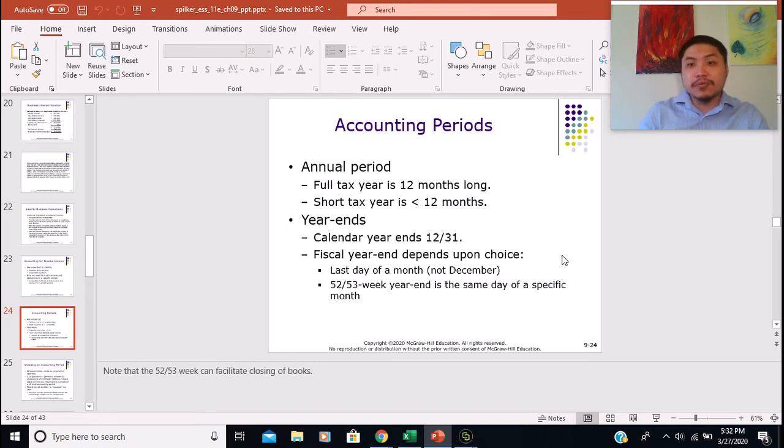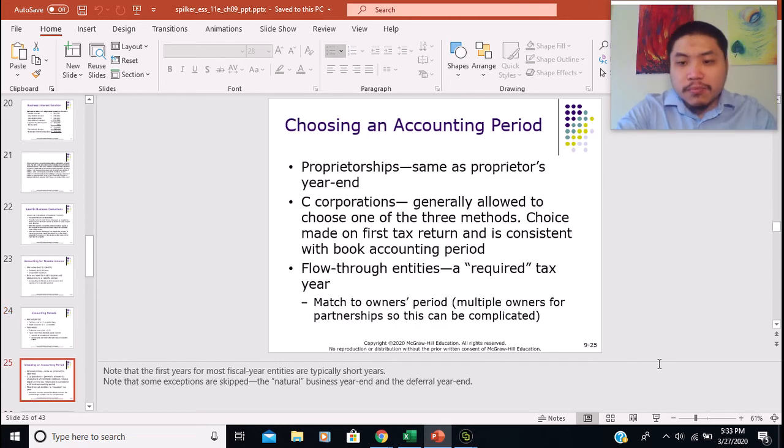So basically there are three types of accounting periods available out there. Calendar year end on December 31st; last day of the month, meaning the last date of a particular month that the business owners choose to end the tax year on; and then the last one is the 52-53 week year end, which means the business owner chooses a specific date, the same day in a specific month, to end the tax year, right? All right, so let me close this up.